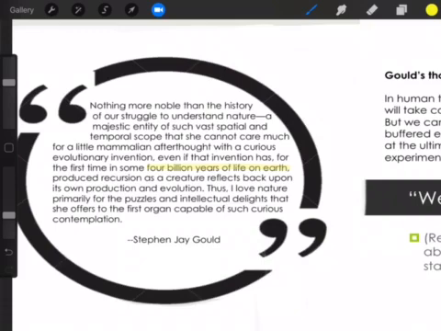Thus I love nature primarily for the puzzles and intellectual delights she offers, to the first organ capable of such curious contemplation. And here you see his passion, his creativity, his capacity for storytelling merged with the sciences. He's really thinking about how amazing this is when you think of nature as a whole, how much time has been spent on Earth creating this, and thinking about it as a puzzle and a delight, something that people can relate to and then say, yeah, that is something that's amazing. That is something worth reading about, something worth sharing, something worth talking about.